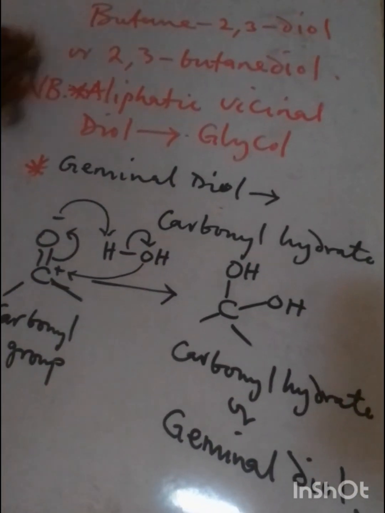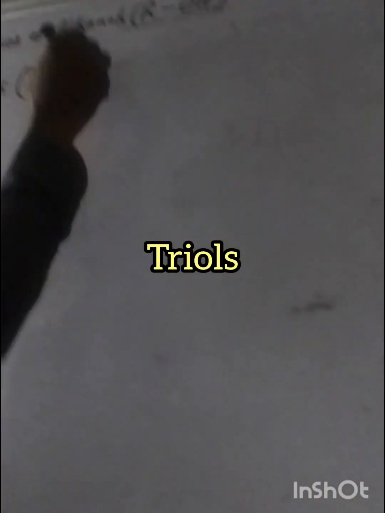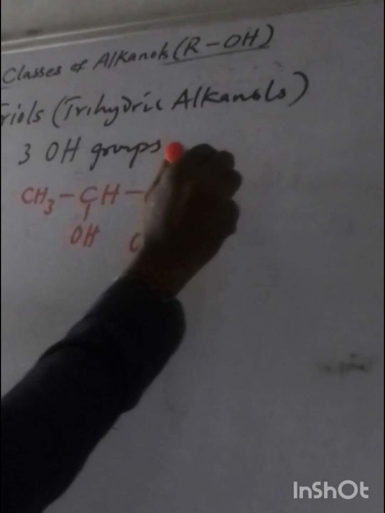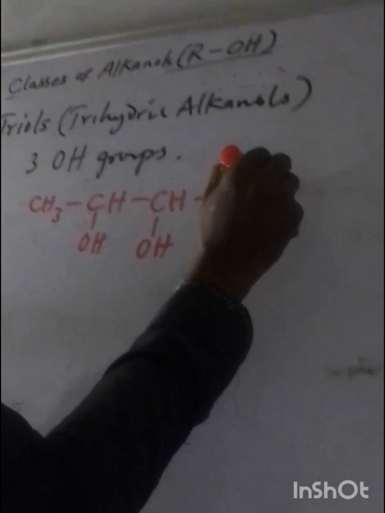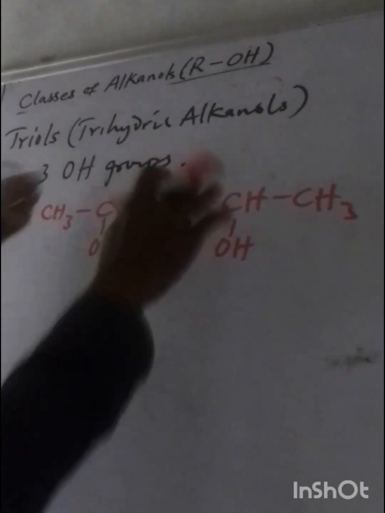We continue. After diols, the next is triols or trihydric alkanols. These are alkanols that have three OH groups. Trihydric. Example. We have CH3, CHOH, CHOH, CHOH, CH3. You can see there are 3 OH groups attached to 3 different carbon atoms.